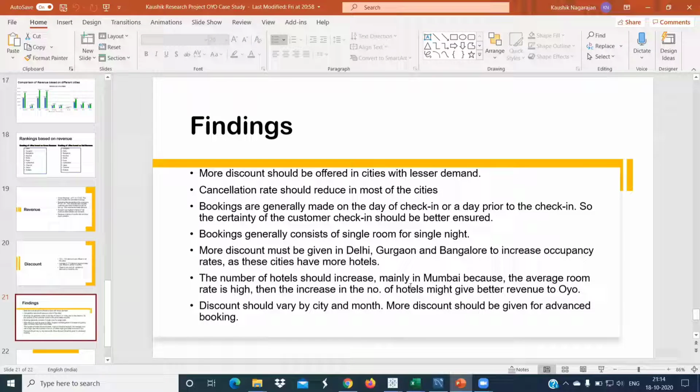The number of hotels should increase mainly in Mumbai because the average room rates were observed to be very high in Mumbai. Then the increase in the number of hotels will give better revenue and earnings to OYO.